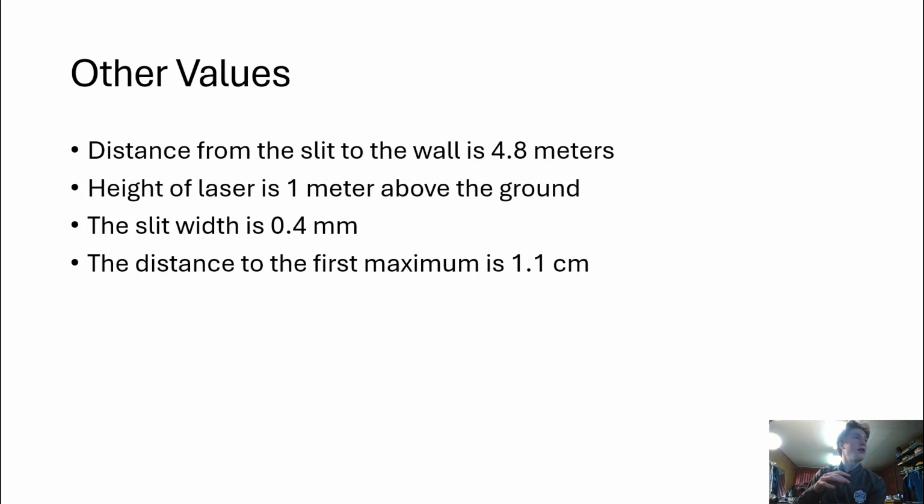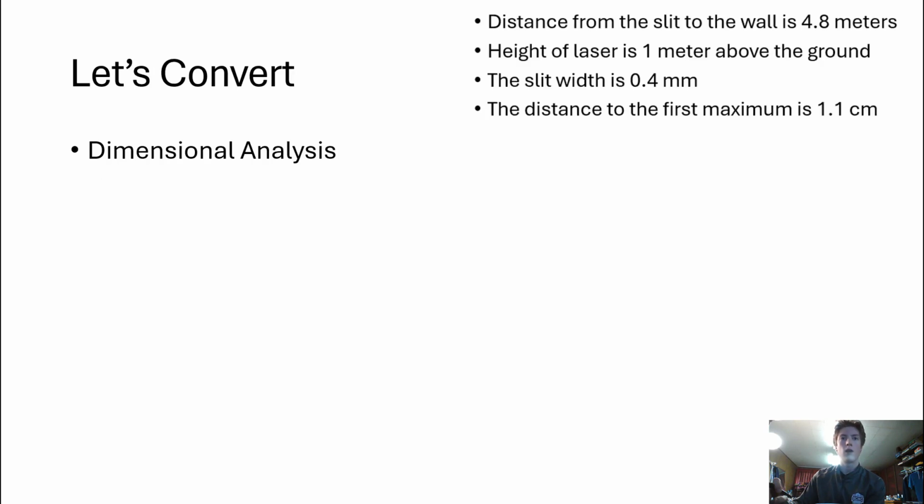Some of the other values are givens that we started the experiment with. The distance from the slit to the wall was measured as 4.8 meters. The height of the laser is 1 meter above the ground. A fair warning, this won't actually come into play, so that isn't too important. And then the slit width we just found was 0.4 millimeters, and the distance to the first maximum is 1.1 centimeters, instead of 1.2. So I had a slightly different value.